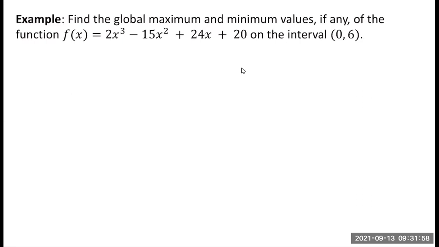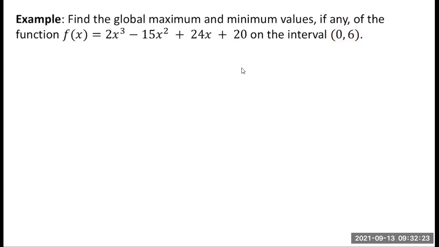In this example, find the global maximum and minimum values, if any, of the function f of x is equal to 2x cubed minus 15x squared plus 24x plus 20 on the interval (0, 6). Notice that we have open endpoints in this case. These points are not included. 0 and 6 are not included. So we have open endpoints.